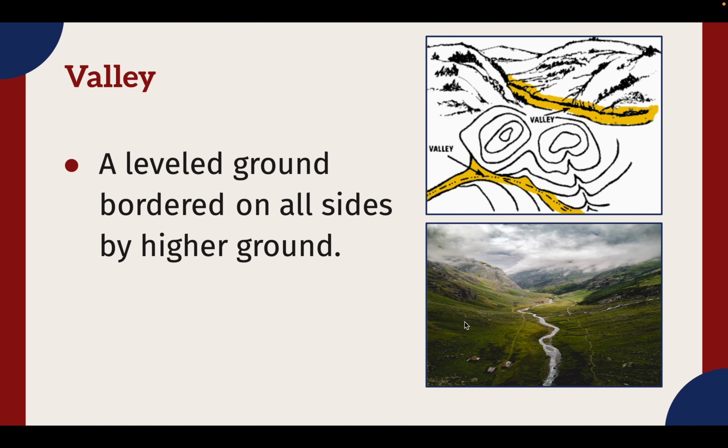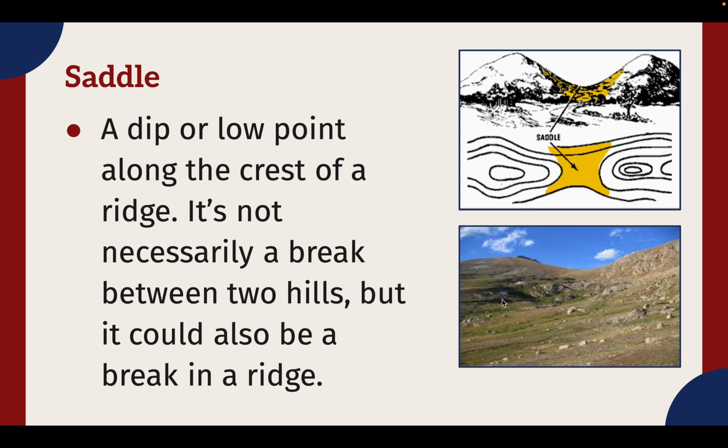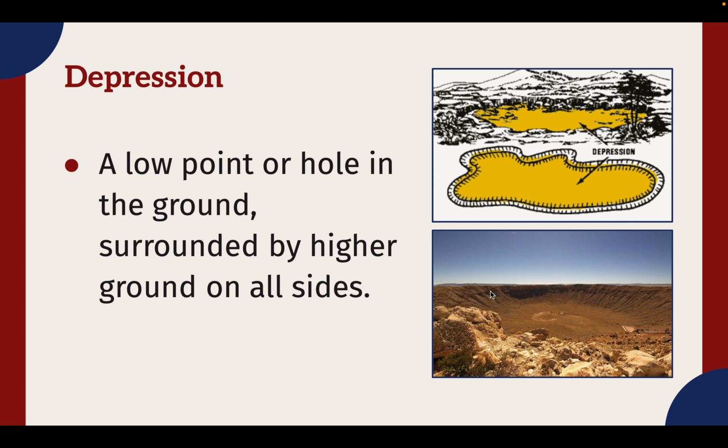So a valley typically could have water in it. It's just a long open area with elevation on either side. Saddle. So a saddle is not like a valley. It's basically the dip between two hills, two levels of elevation. So as you can see in this, there's hill, hill, and then a dip in between.